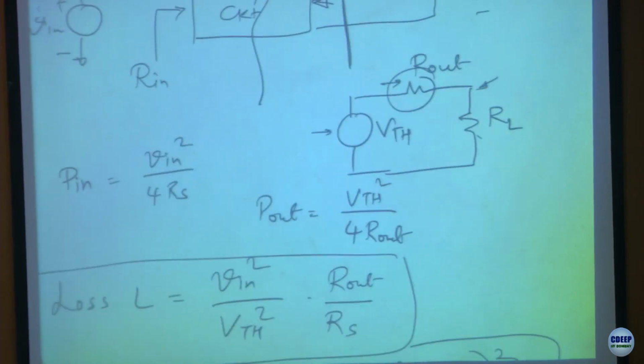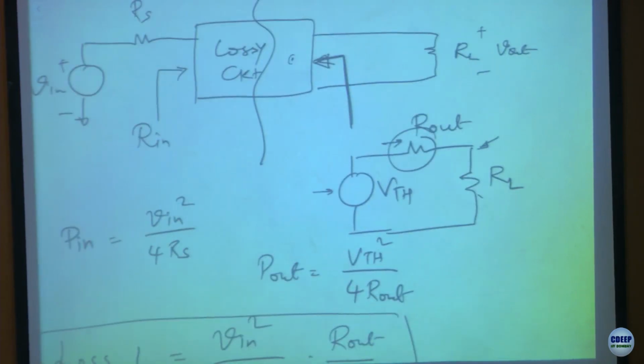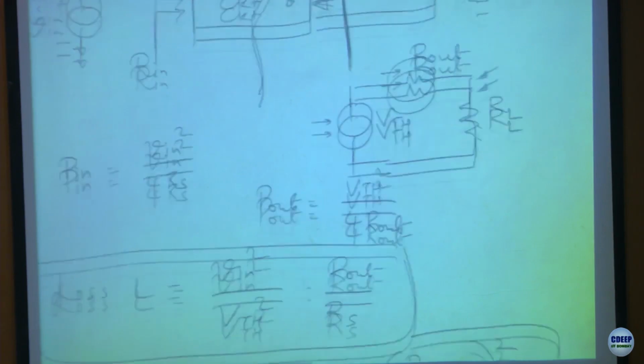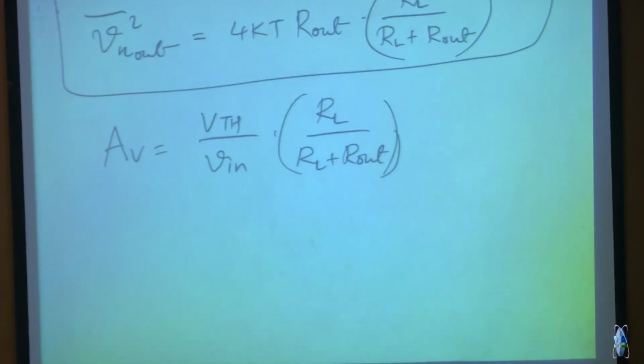So VTH is looking back this way, and what we are looking for is a gain at the output. So RL divided by RL plus Rout, and then you know, you have gain from input to VTH. Okay. So now something interesting will fall out, and that's when we will stop.